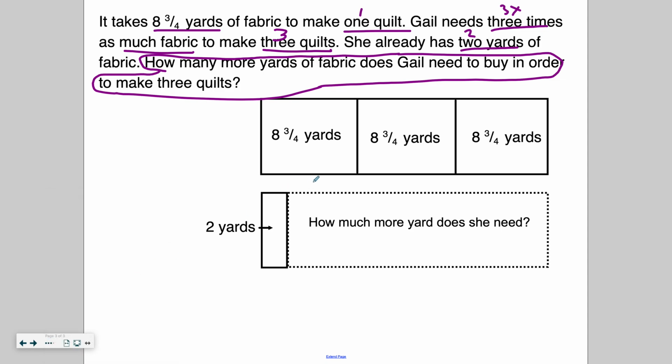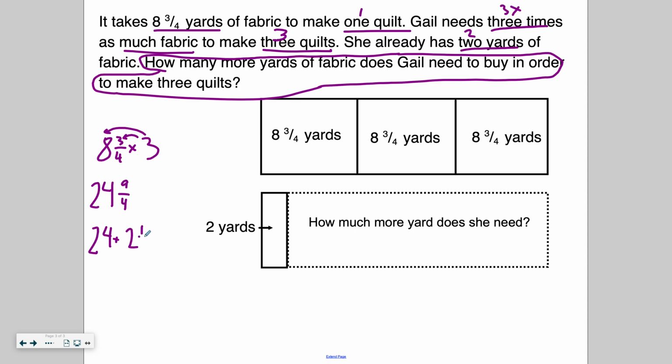All right, so I hope my hint was helpful. What you should have done was 8 3/4 times 3. So I'm going to do 3 times 8 first, and then 3 times 3/4. So 8 times 3 is 24, and then 3 times 3/4 would be 9/4. But this is an improper fraction, so I'm going to convert it. So I now have 24 plus, 4 goes into 9 2 times, and I have 1 left over.